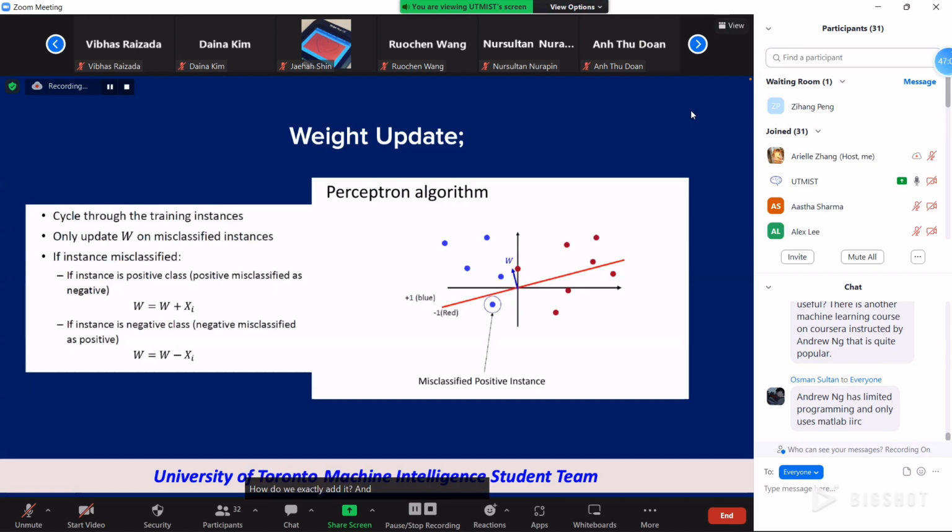And if the instance is of the negative class, so if the instance is red and it is misclassified as a blue dot, then we just subtract it from the weight. It's just really easy vector math. For the first-year students, we probably have already talked a little bit about vectors before. Yeah, go ahead.